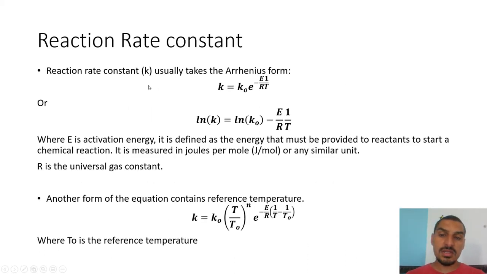The reaction rate constant, the lowercase k, takes the very famous form, which is the Arrhenius form: k equals k naught multiplied by exponential of negative E over RT. And it can be rewritten in the linear form by taking the ln, or the log, of both sides. Then it's going to be ln k equals ln k naught minus E over RT. E is the activation energy, and it represents how easily the reaction can start. So it is the energy that's needed to start the reaction. If the activation energy is low, then you don't need a lot of energy, so the reaction is easy to start. If it is high, then you need to put in more energy to force the reaction to start.